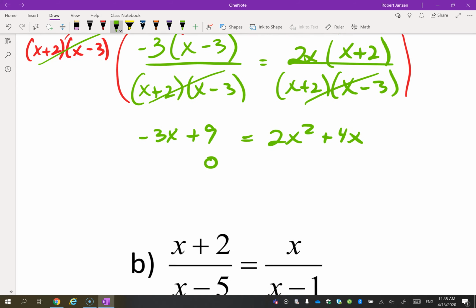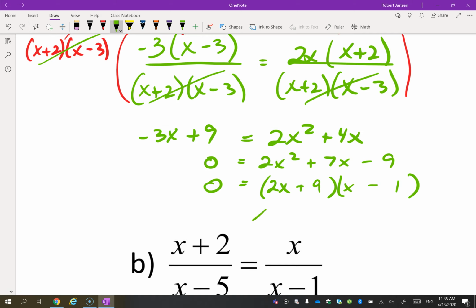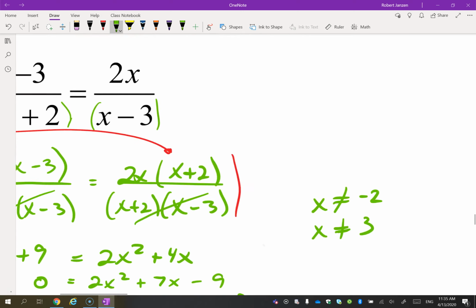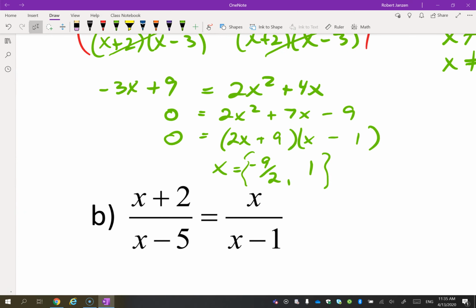Bring everything over to one side, I get 2x squared plus 7x minus 9. And that's going to be able to be factored. 2x and x. I think I'm going to have plus 9, minus 1. So x is negative 9 over 2 and 1. And looking at my non-permissible values, those are both okay.